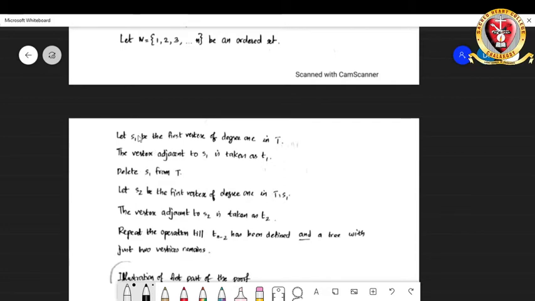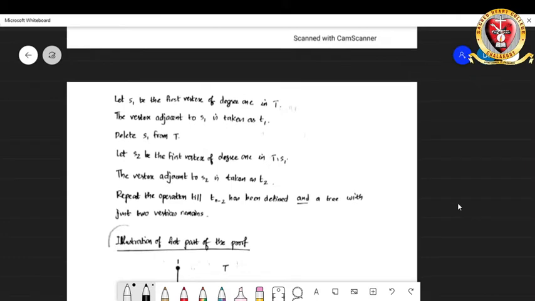Now delete S1 from spanning tree T. When we remove S1, the corresponding edge that S1 is adjacent to will also go away. Now suppose S2 is the first vertex of degree 1 in T minus S1. The vertex adjacent to S2 is taken as T2, and we are repeating the operation till we obtain Tn minus 2, and a tree with just two vertices remains.